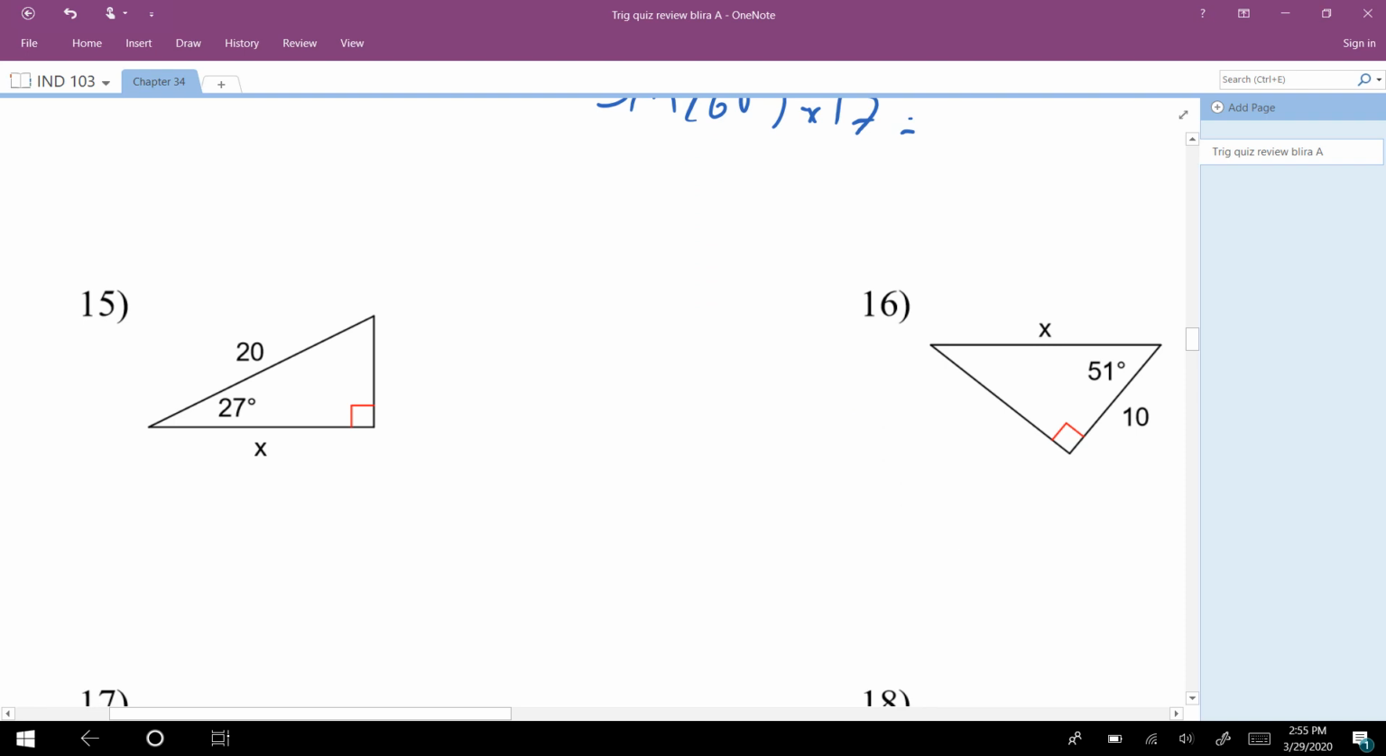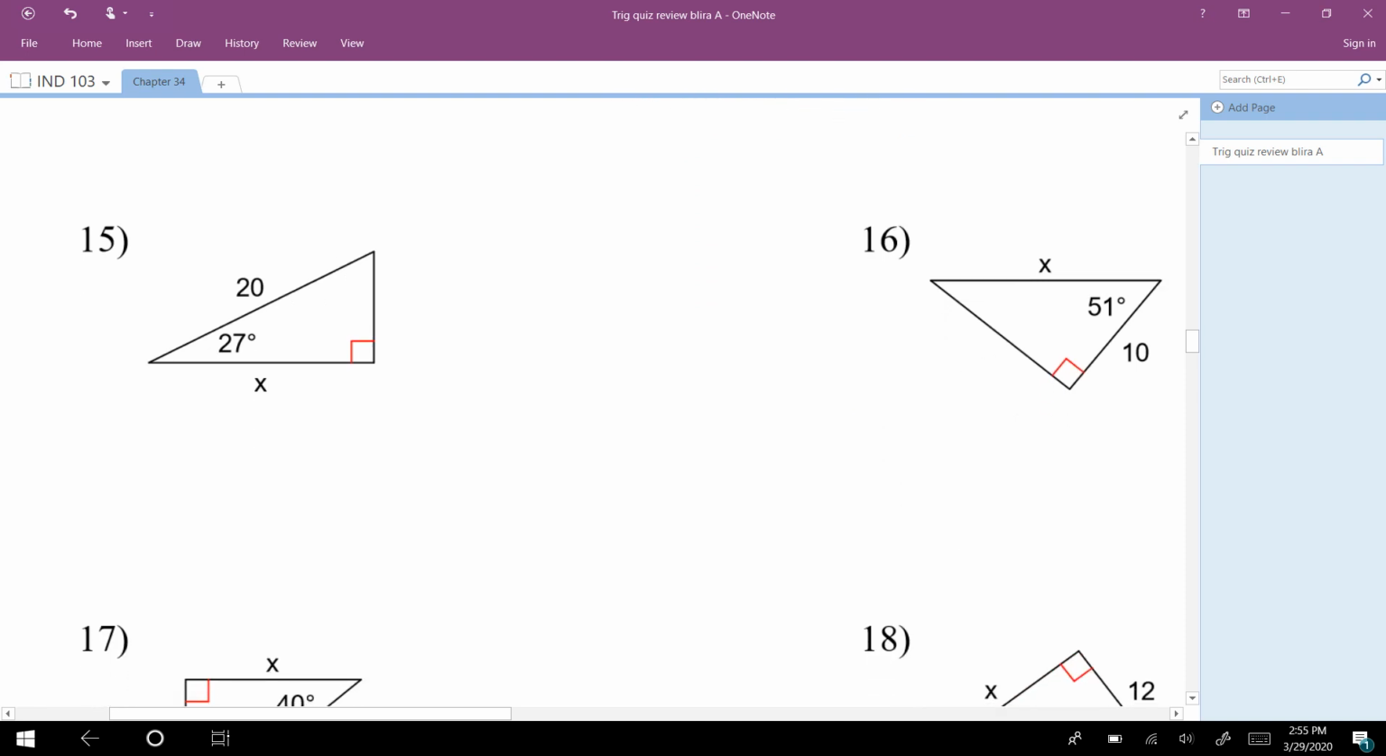So for 15, what do we have? Okay, we're looking for x here. x is next to that 27. So what does that become? Oh, that's adjacent. That's adjacent there. And we still have our hypotenuse. So we're going to go, all right, let's set it up.